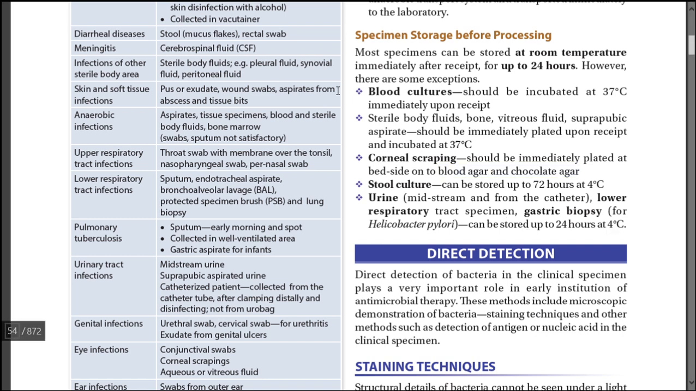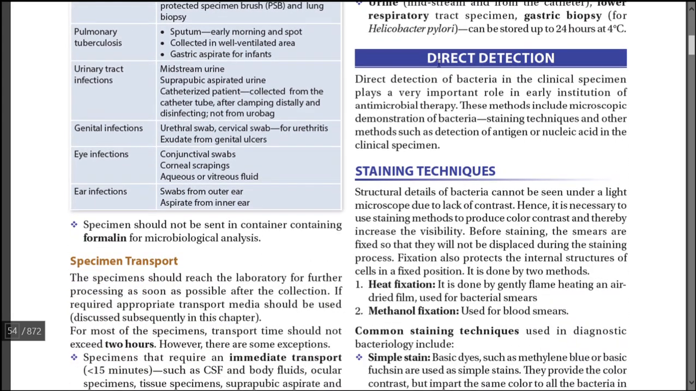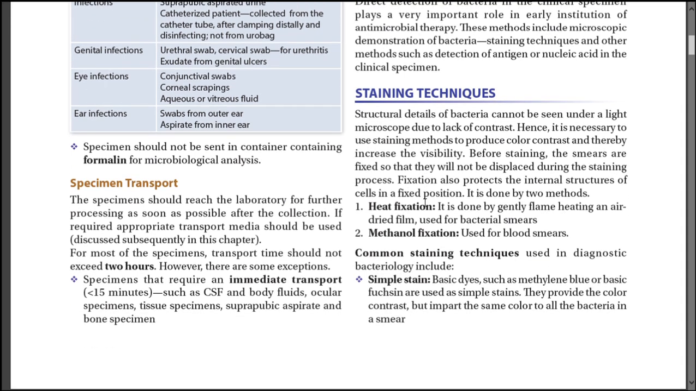So you can just go through this, and then let us see about direct detection, that is, staining techniques. First, let us see what is heat fixation. When the flame is gently heated in an air dried film, it is called heat fixation. Methanol fixation is used for blood smears. All these are used to detect the presence of bacteria.